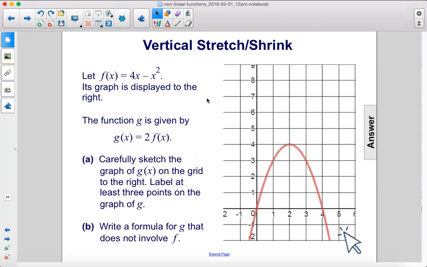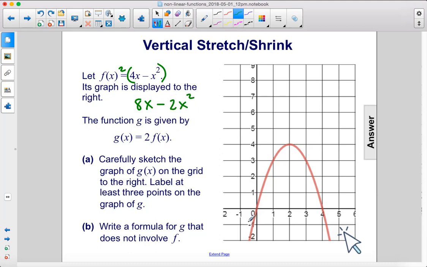Let f of x equal 4x minus x squared. Its graph is displayed to the right. The function g is given by g of x equals 2 times f of x. So we take f of x and we multiply it by 2. And that gives us 8x minus 2x squared. So now let's do a little graph. Let's plug in some numbers and see what we get.